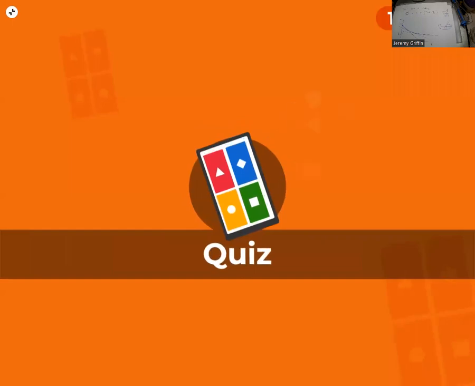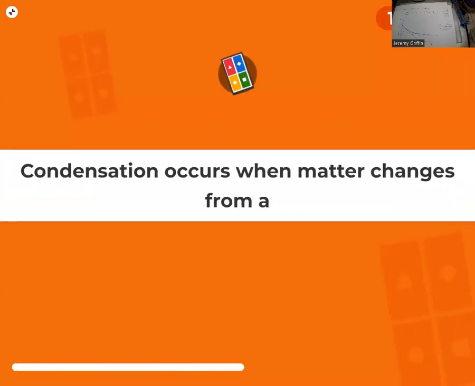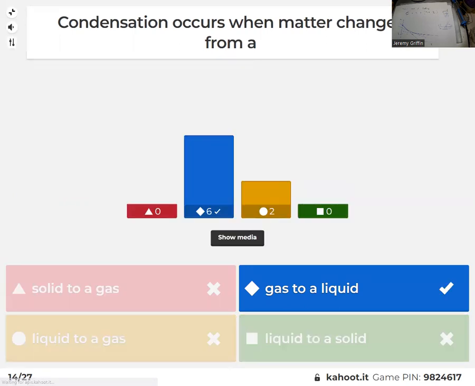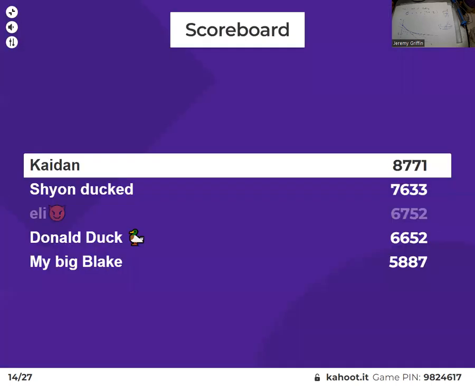Go. Condensation occurs when matter changes from a what to a what? Condensation. See some dew on the grass. Have a glass of cold iced tea, and then it gets all watery on the outside. Yeah, gas to a liquid. The humidity in the air condensates, forms a liquid.